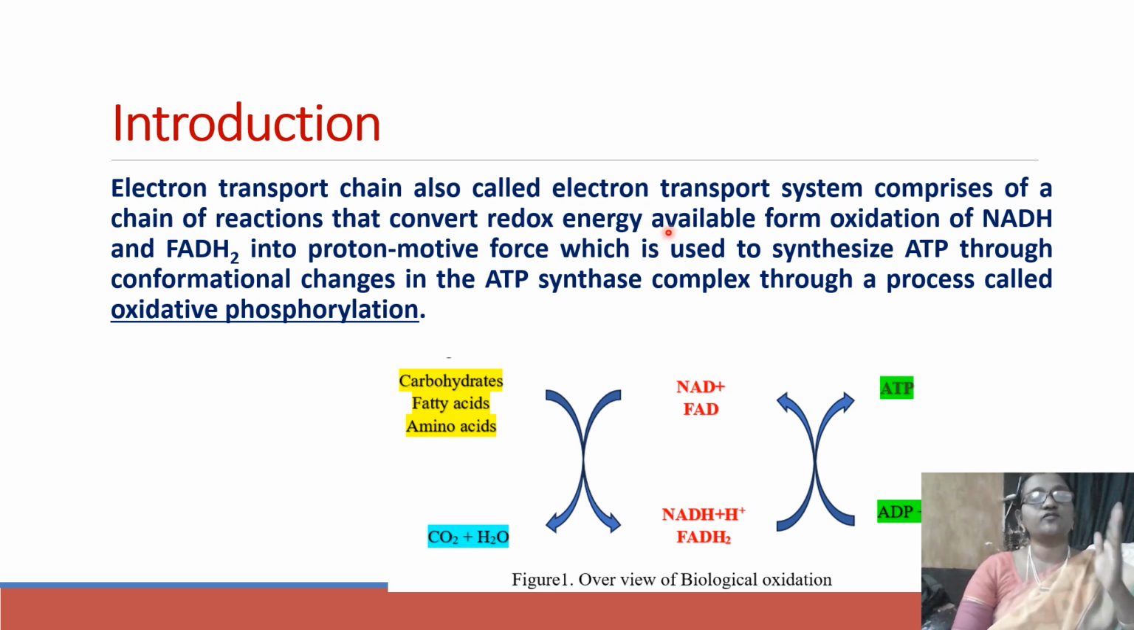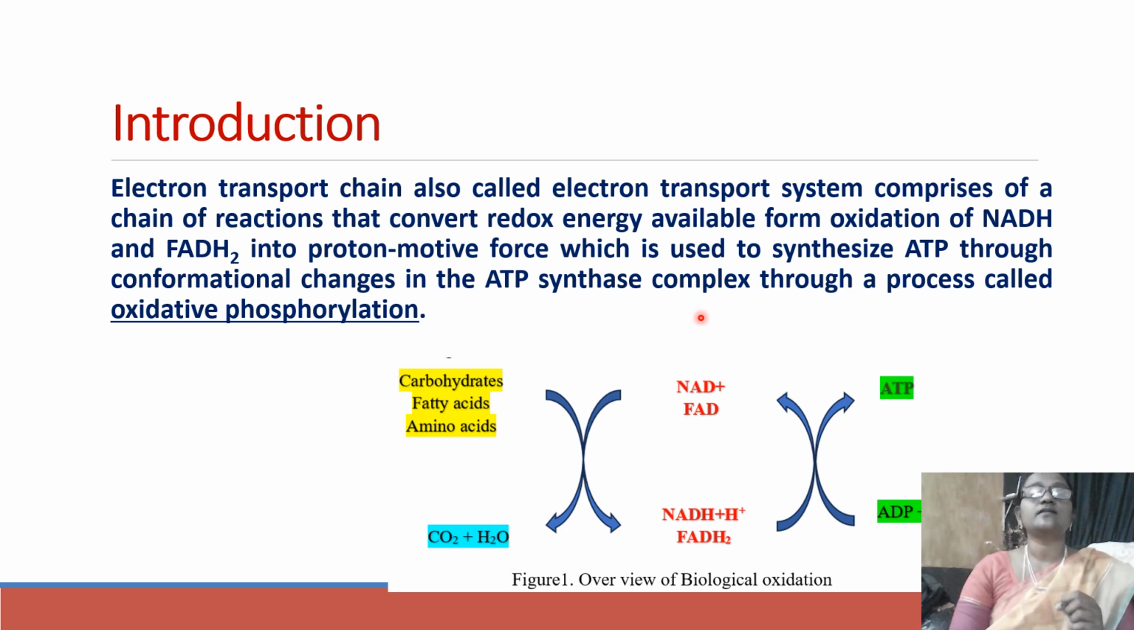It comprises a chain of reactions that convert the redox energy available from the oxidation of NADH and FADH2 into proton motive force, which is used for the synthesis of ATP through the conformational changes in ATP synthase complex, through a process which we call oxidative phosphorylation.